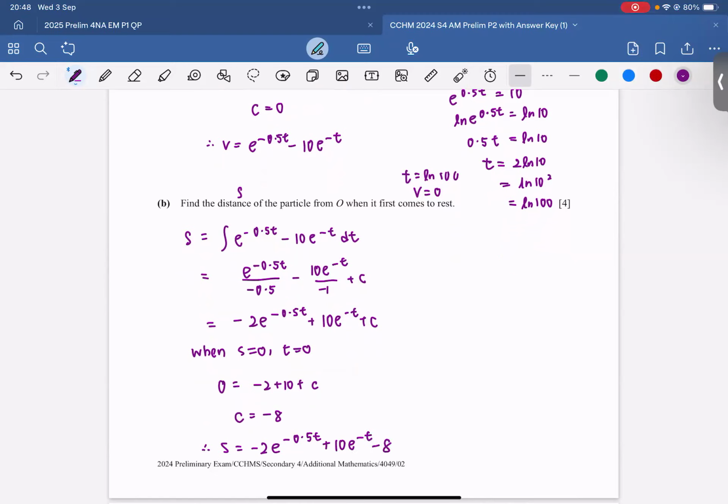okay, so this is the S. They want to find when it first comes to rest, that means when T equals ln 100. S equals -2e^(-0.5 ln 100) plus 10e^(-ln 100) minus 8. Okay, what do you need to do here? Simply just press your calculator. Don't need to do any working.